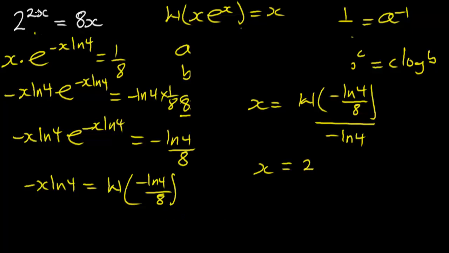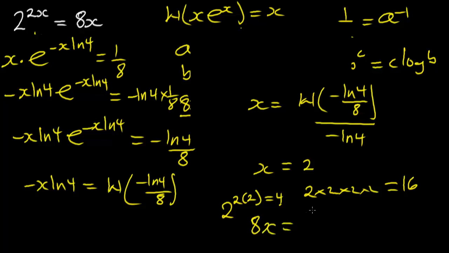So when you put 2 over here, you are going to have 2 exponent 2 times 2. So 2 times 2 gives 4. So 2 exponent 4 is 2 times 2 times 2 times 2, which gives 16. And then we have 8x. So for 8x, we are going to have 8 times 2, and 8 times 2 is 16. So that means x is equal to 2 is a perfect answer for this equation.